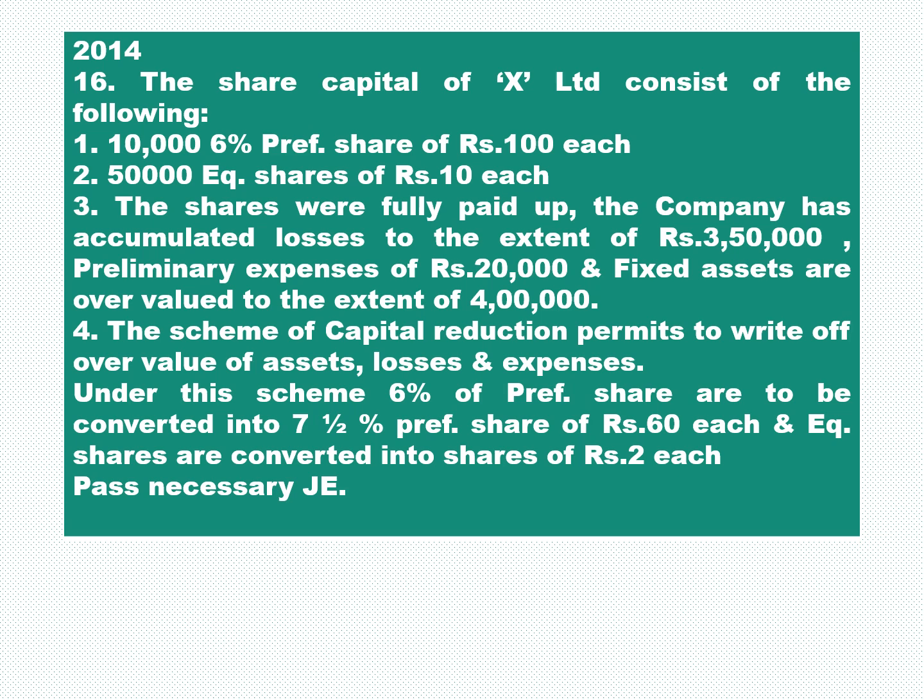So we have PL account 3,50,000 to be written off, preliminary expenses 20,000 to be written off, depreciation on fixed assets 4 lakh to be written off. 3 items, 3 expenses and losses have to be written off. The scheme of capital reduction permits to write off overvalue of assets, losses and expenses.